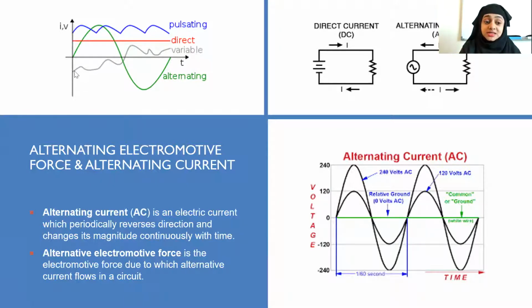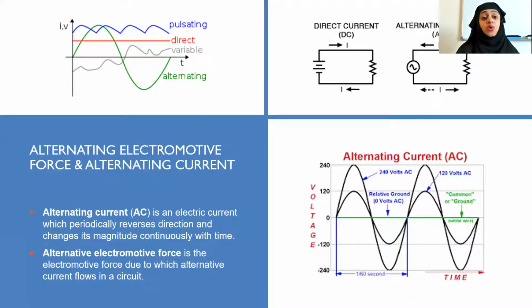And here you can see a gray line that is showing another variable current. Its value is changing. See, sometimes it is negative, sometimes it is positive. Its value is changing. Still, it is not alternating current. It's variable current. Its value is changing.